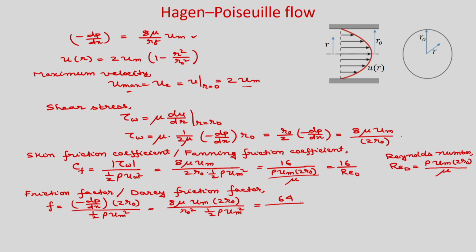So, if you rearrange it, okay, so you will get 64 divided by rho u m into twice r naught divided by mu. So, you will get 64 by Re D. Okay. So, your friction factor is 64 by Re D. So, if you see that your friction factor is 4 times your skin friction coefficient, okay. So, this is your 16 into 4 and 16 by Re D is your Cf. So, f is 4 into Cf.